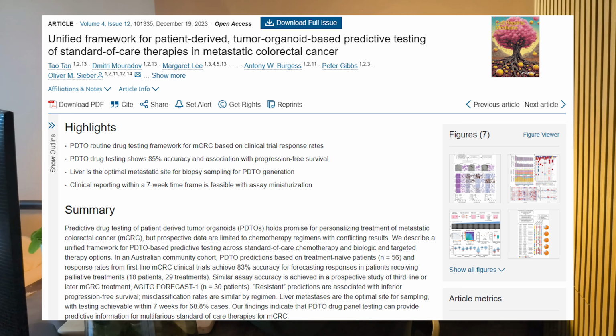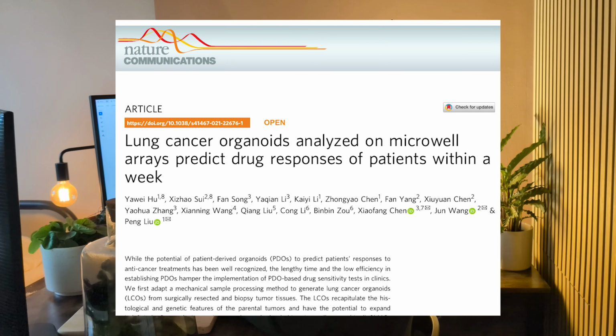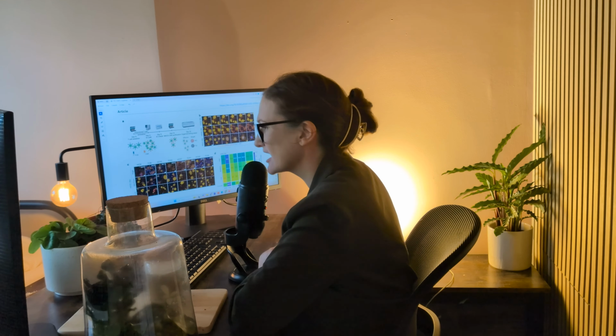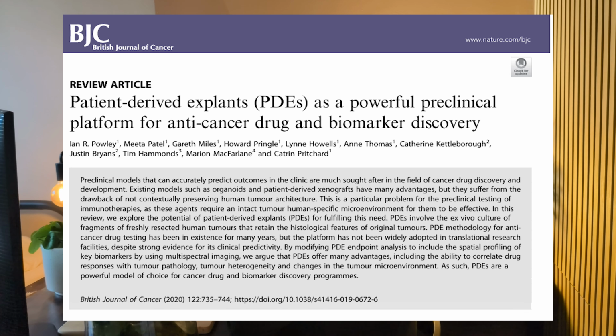around clinical reporting timelines. In lung cancer, speed has been the bottleneck. One approach used lung cancer organoids on microwell arrays to deliver drug response readouts within about a week, aiming to make turnaround times clinically actionable. And then there's the microenvironment problem. Organoids are powerful, but often lose intact tumour architecture and native immune context, which is why patient-derived explants and tumour slice cultures keep resurfacing for immunotherapy testing, because they preserve more of the original tissue ecosystem.